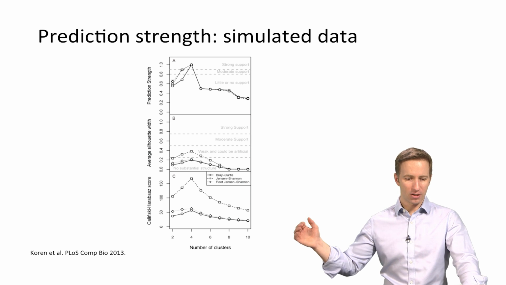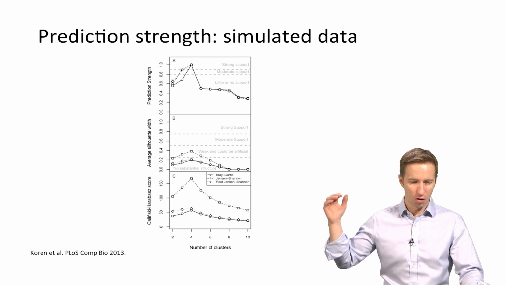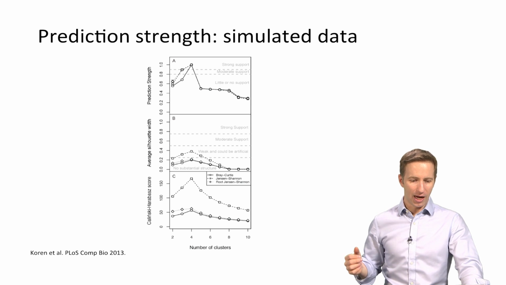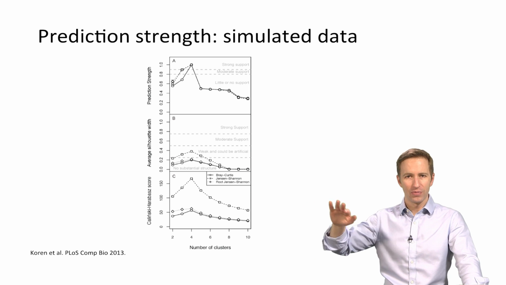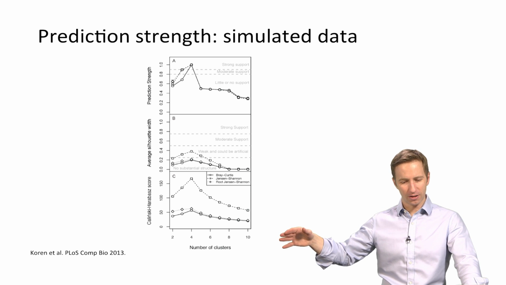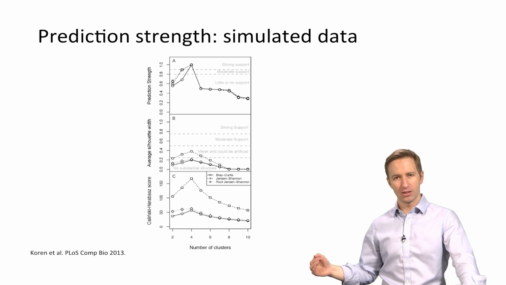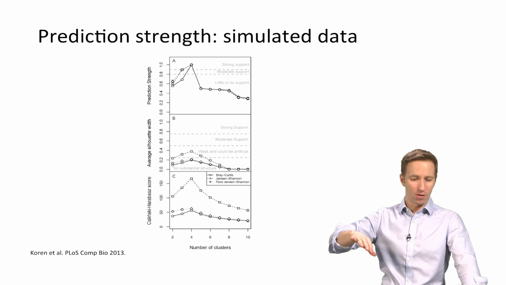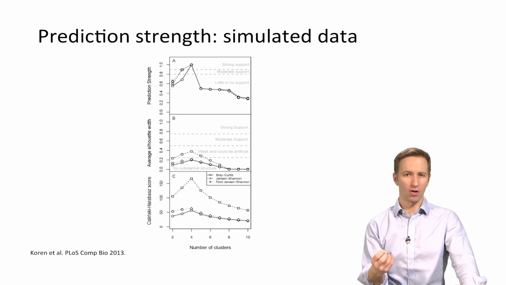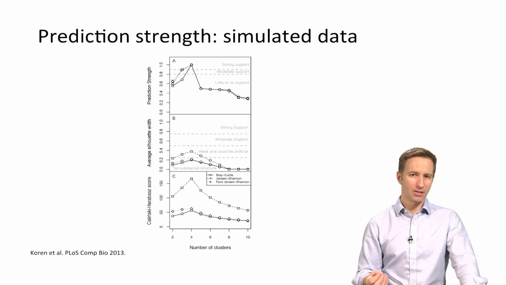So prediction strength for this data set is almost 100%. The average silhouette width tops out at about 0.3, so it's actually underpowered for detecting these clusters. And then the Calinski-Harabasz metric also has a peak at 4, but it's not telling you the overall quality. It's not saying, yes, the clusters are real.